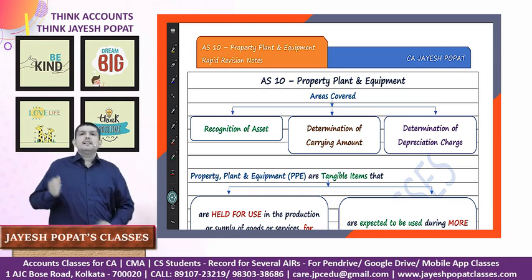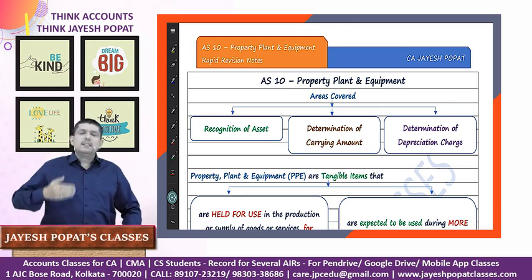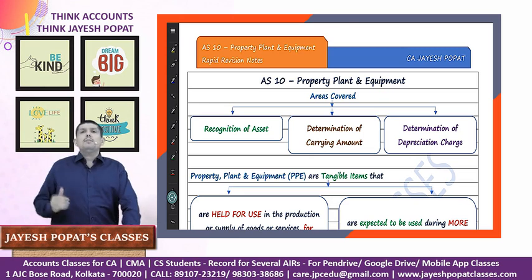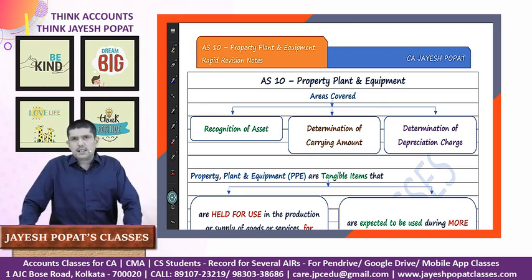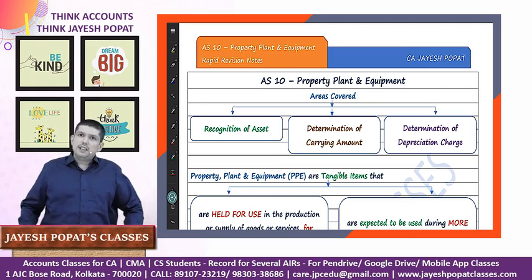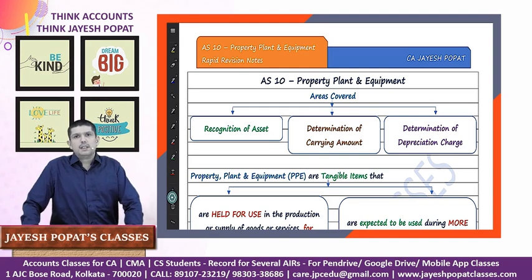It will give us guidance in relation to three aspects. First, recognition of the asset, that is initial recognition of our PPE, or that is to say our fixed assets. Then it will talk about the carrying amount of the fixed asset, that is at what value will you carry this fixed asset at each balance sheet date after initial recognition. And then it will also provide us guidance in relation to computation and accounting for the depreciation charge.